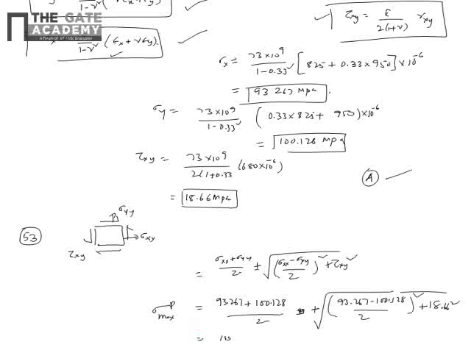This is the maximum principal stress, and if I calculate, the value comes out to be 115.7 MPa. So this is just a straightforward problem once you get the stresses, by taking the plus. The answer for this is 115.7, so the answer is B for the 53rd. Thank you.